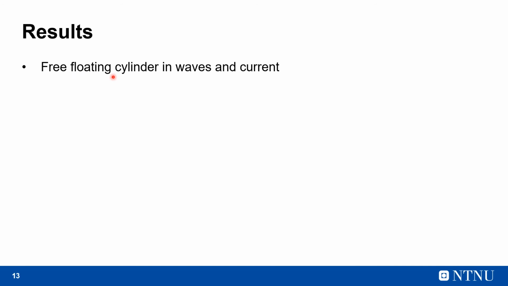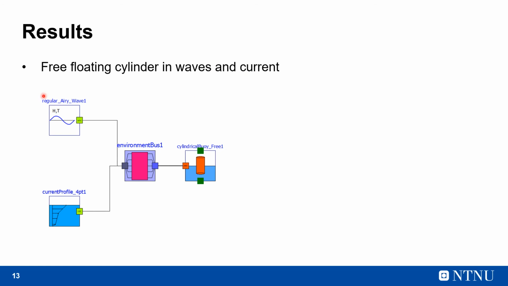We now discuss the case of a free-floating cylinder in waves and current. Again, the system model is built up using component models that we already developed. In this case, the cylindrical buoy component model has the full equation of motion, but since the mooring line is not connected to the flange connector, the mooring forces are taken to be 0.